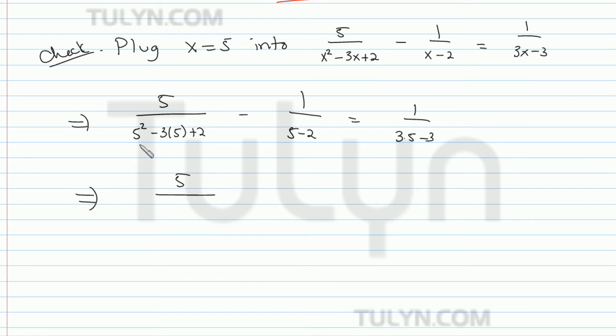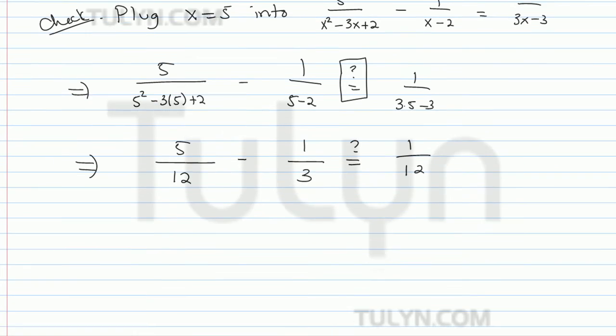So continuing, 5 squared is 25, minus 15, that's positive 10, plus 2, that's 12, minus 1 over 5 minus 2, which is 1/3. Oops, and we wanted to put in a little question mark here. Sorry about that. Since we're checking to see whether it's true, we're not just asserting that it's true, so we want to put a little question mark above the equal sign. And we want to check whether 5 over 12 minus 1/3 is equal to 1 over 15 minus 3, which is 12, right? Yep, it's 12.